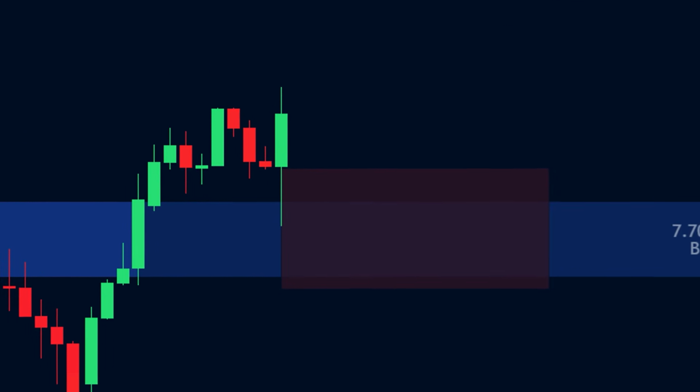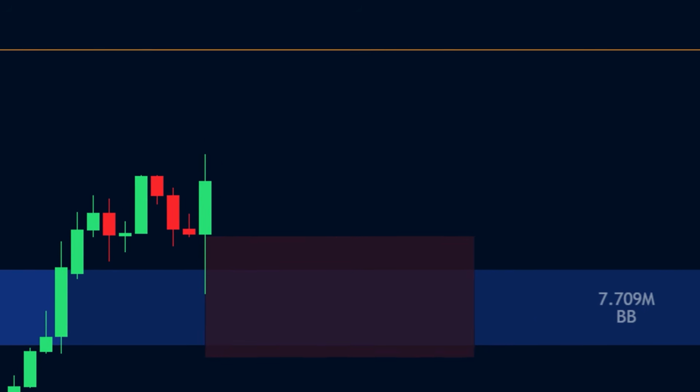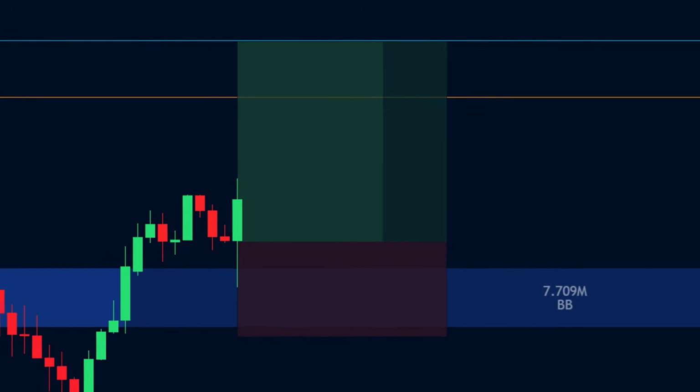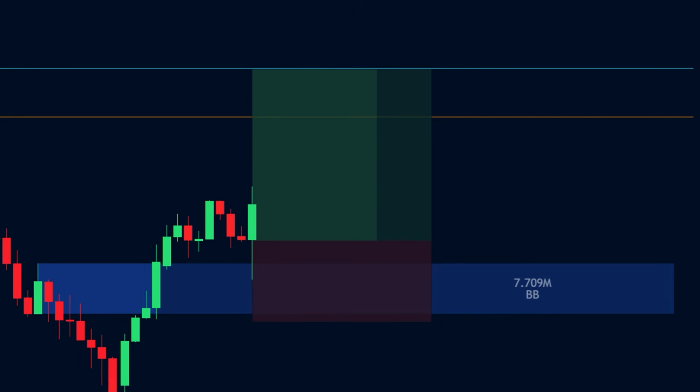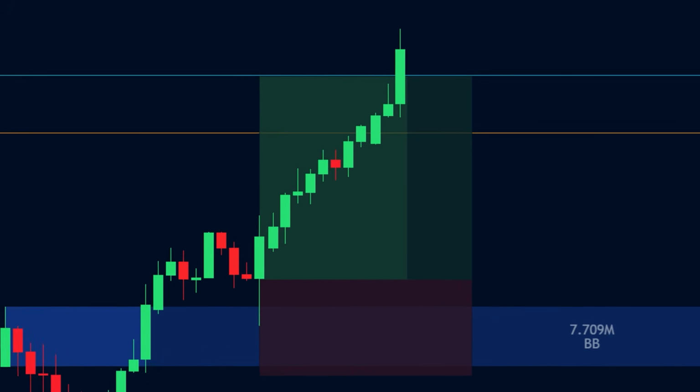Where's your stop loss? Below the breaker block. If price comes back and breaks that zone again, the setup is invalidated. Where's your target? Look for the next liquidity level above. A swing high, previous session high, previous day high. That's where price is likely headed. Smart money swept the lows, now they're targeting the highs.